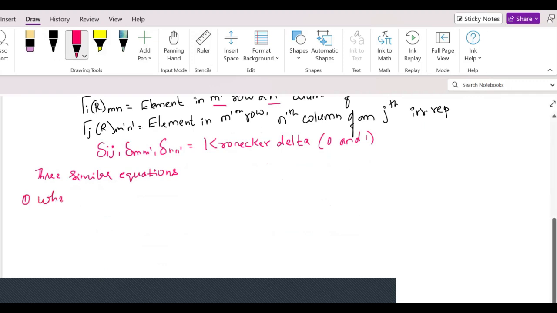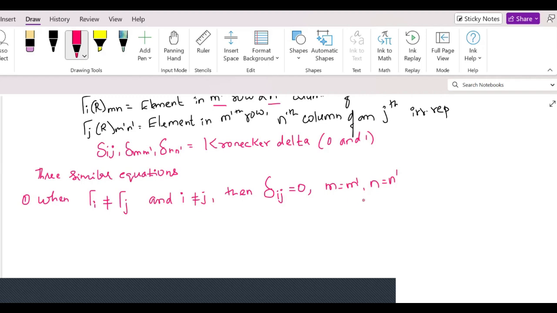when the irreducible representation I is not equivalent to irreducible representation J, both are different, and I is not equal to J, then the Kronecker delta I, J will be equal to 0, and the other condition will be M is equal to M dash and N is equal to N dash. So the elements will be belonging to the same group of different irreducible representation.